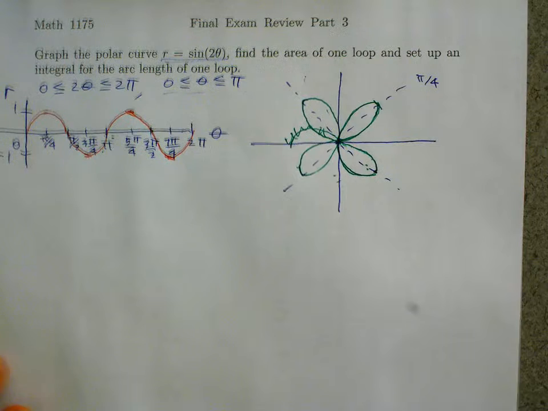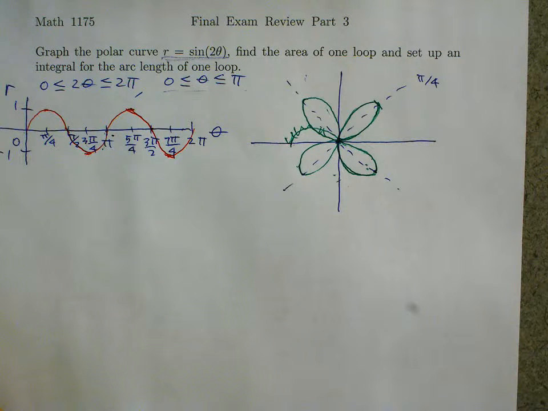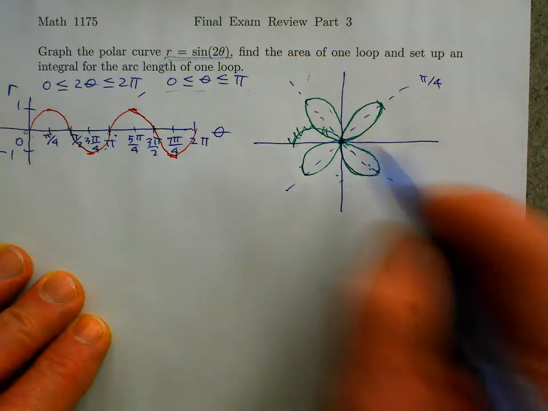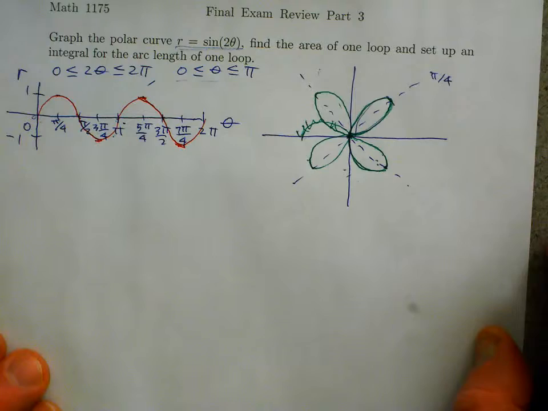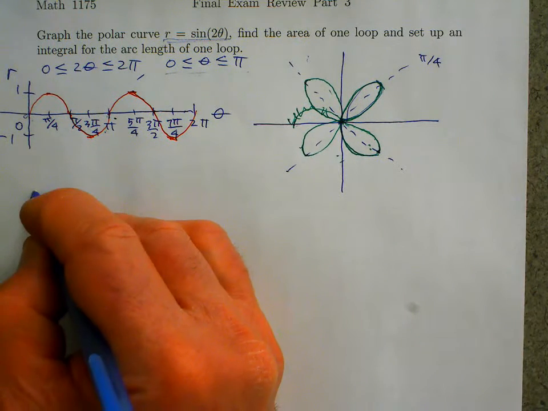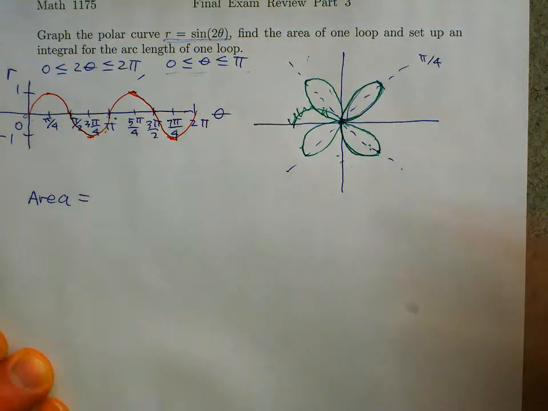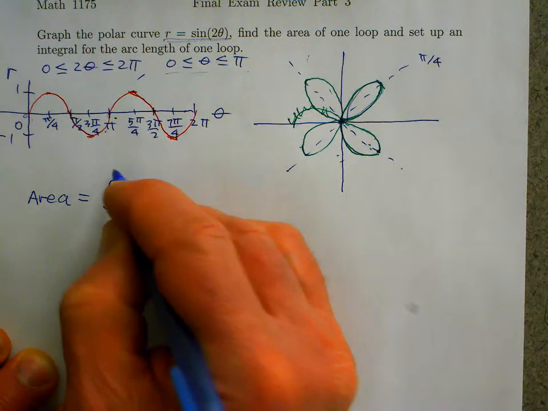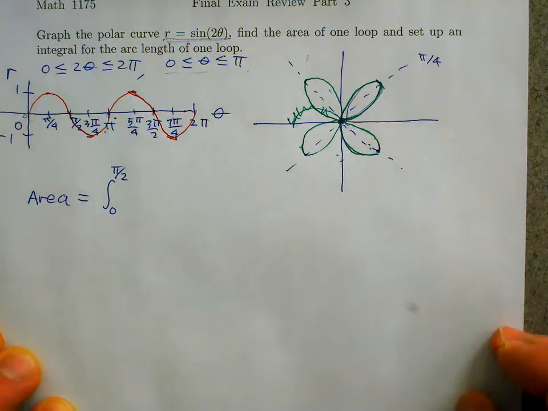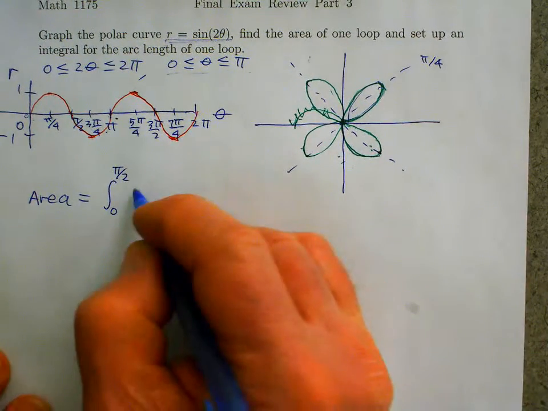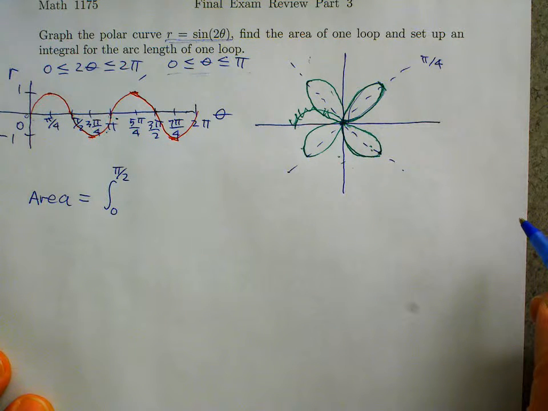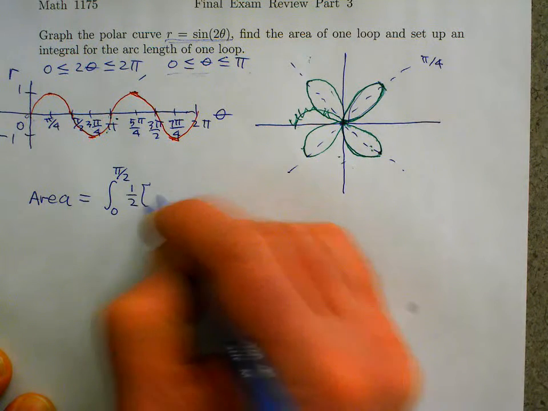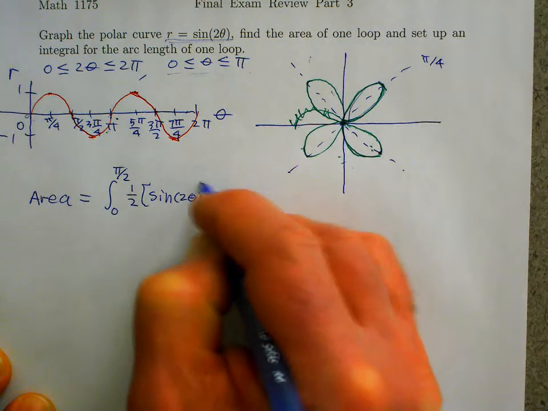Now find the area of one loop. If we use the first loop, we're going to go from 0 to pi over 2. The formula for the area is 1/2 times the integral of r squared d theta. So it's 1/2 times sine of 2 theta squared d theta.